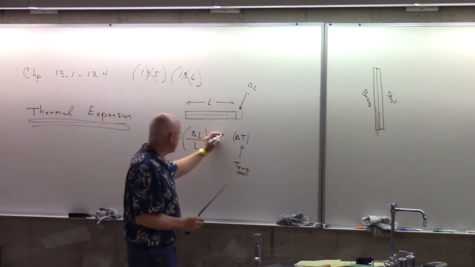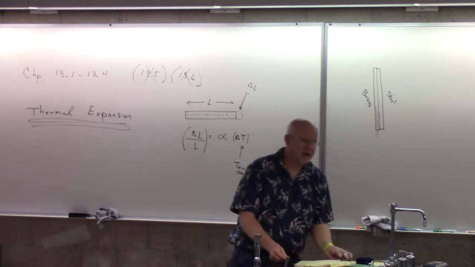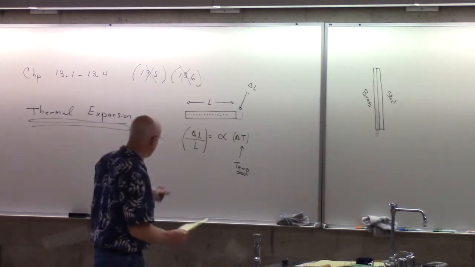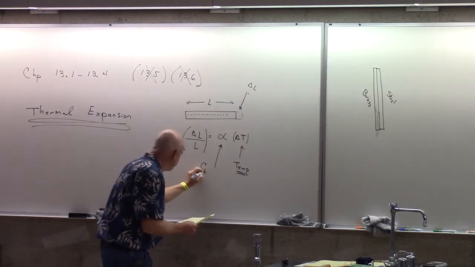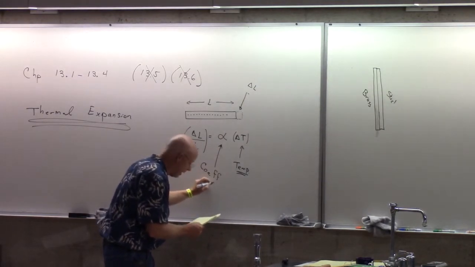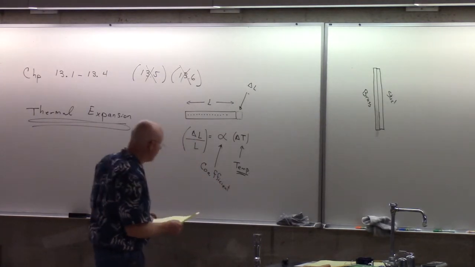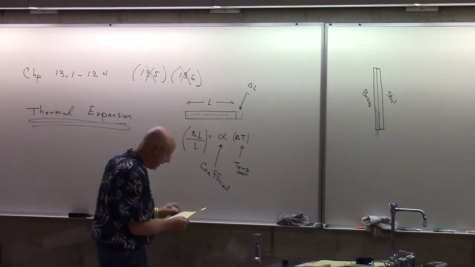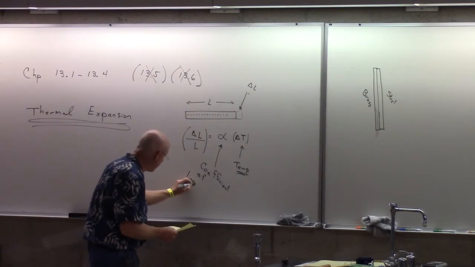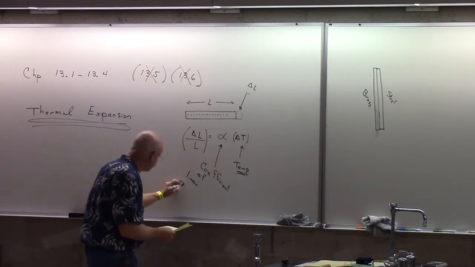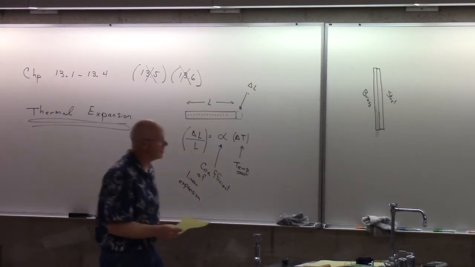And the big piece here is what we're going to call alpha, the coefficient of expansion. This is what I'm really getting at. This has to do with the material. This number, and I'll turn the overhead back on, would be a number that would be different for brass compared to steel. And so we call this the coefficient of linear expansion.